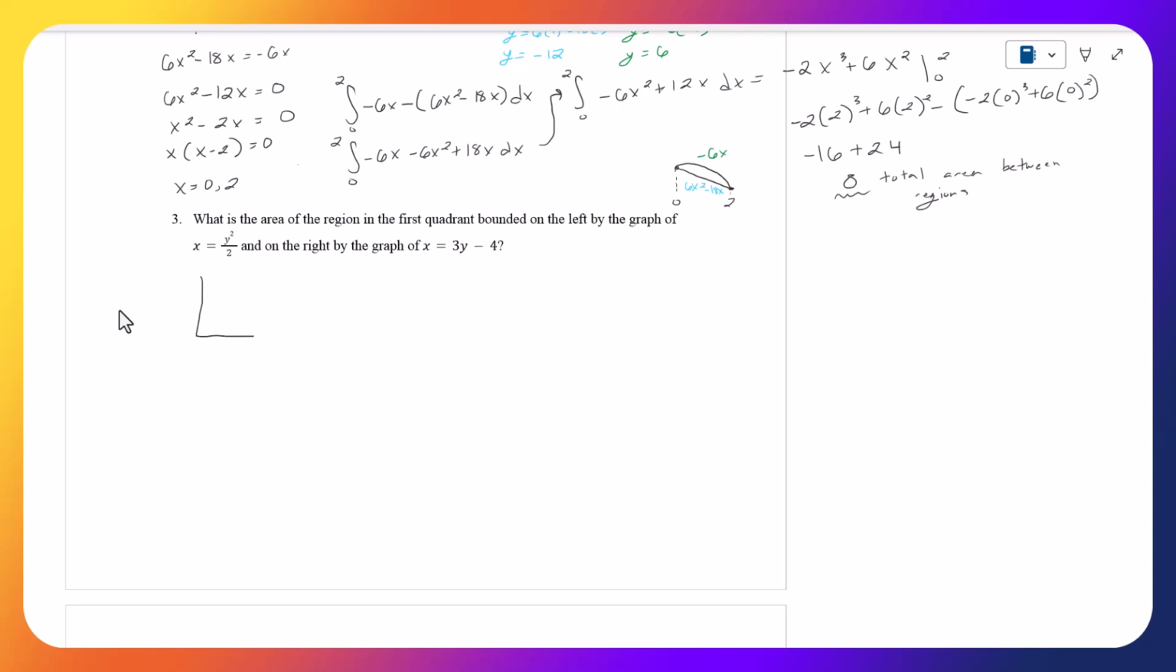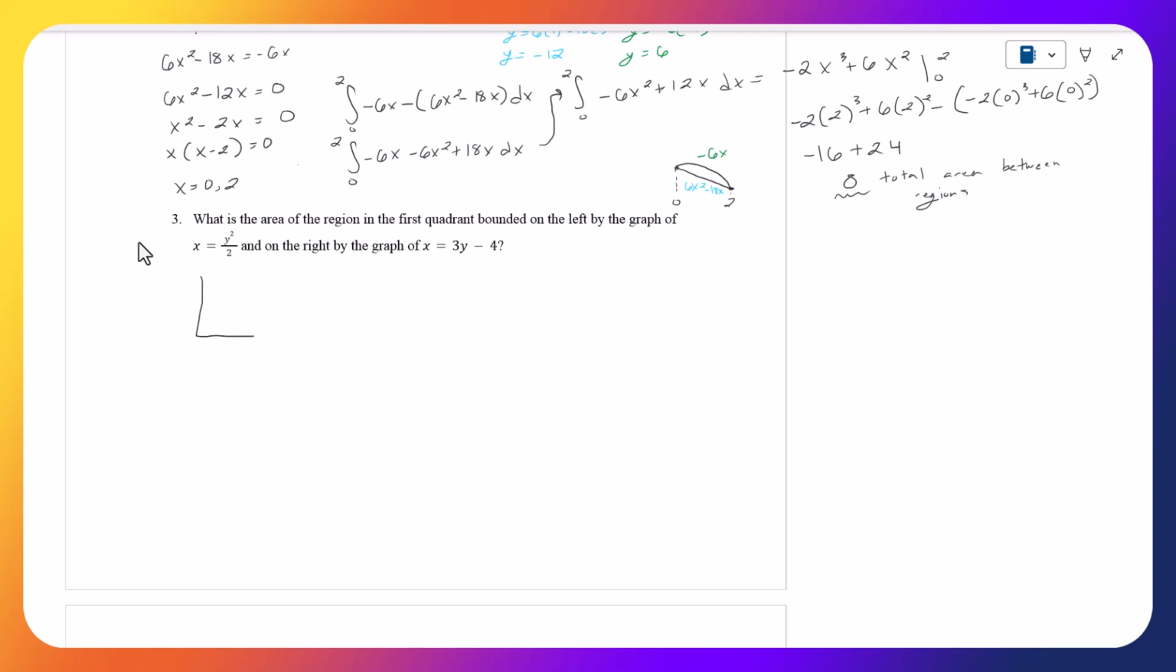And it actually tells us more about this picture. It tells us that we're bounded on the left by the graph of x equals y squared over 2. So again, I don't super care what that looks like, but actually I don't want to draw the picture yet. I want to wait until I have my bounds first. But a key thing to note here is that our functions are now in terms of x, not in terms of y. So that's going to change our approach a little bit when we get there.